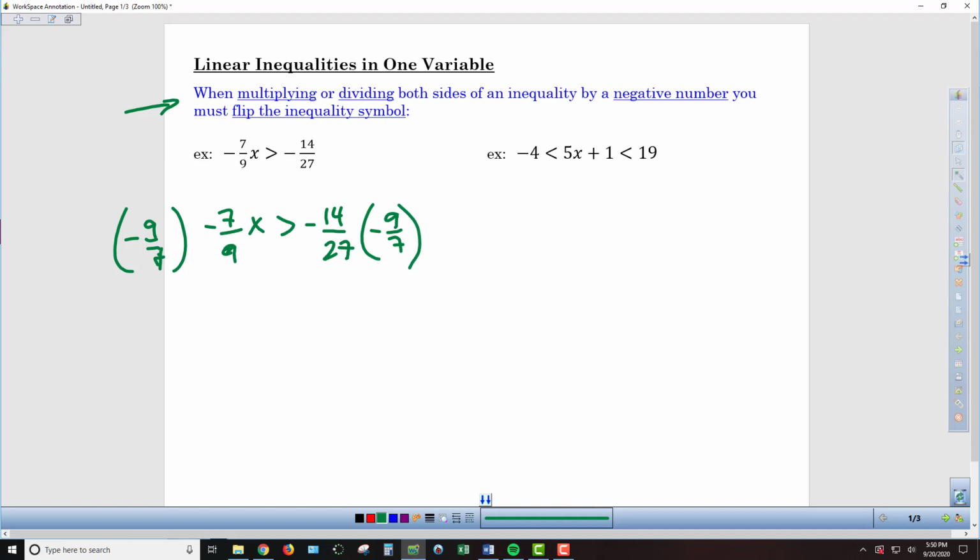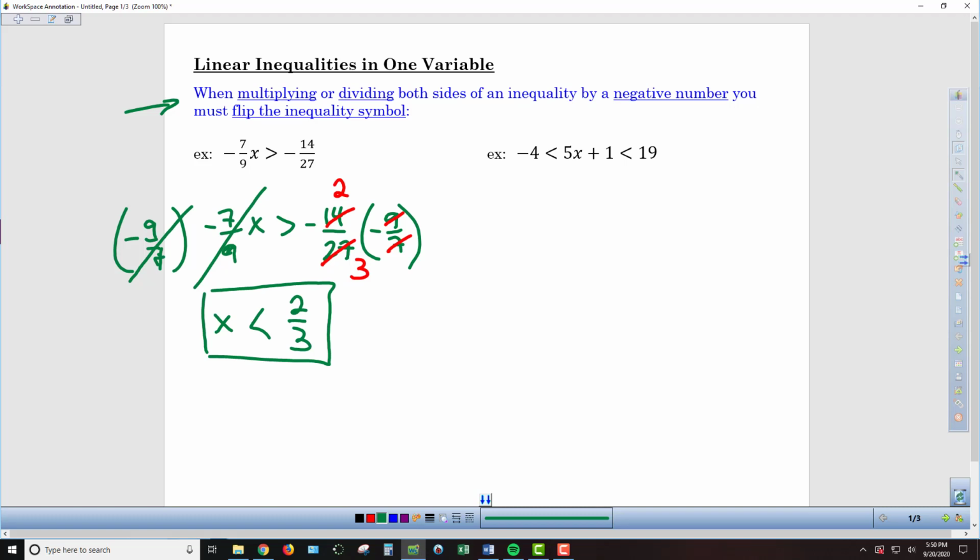So over here on the left, everything cancels out, so we just get x. I have to flip my inequality symbol, and so now over here on the right hand side, I've got a negative times a negative, which is going to equal a positive. I've got some cross canceling to do. The 7 goes, the 14 becomes a 2, the 9 goes, the 27 becomes a 3, and so in the end we end up with x is less than 2/3 as our answer.